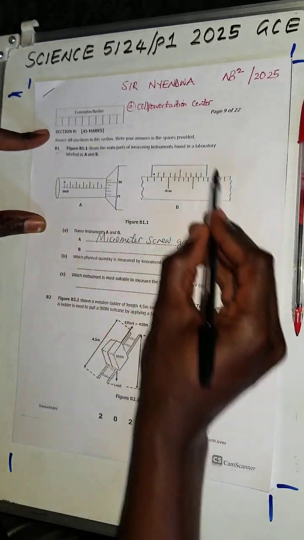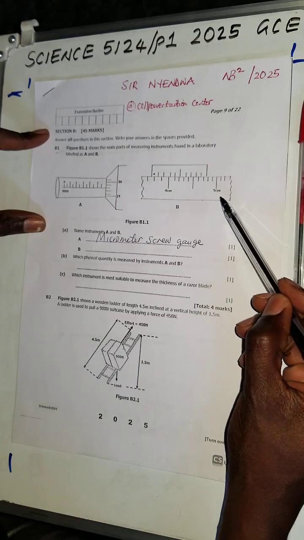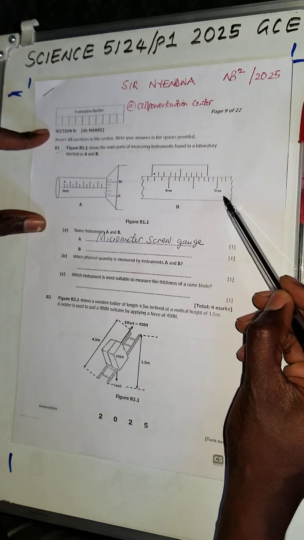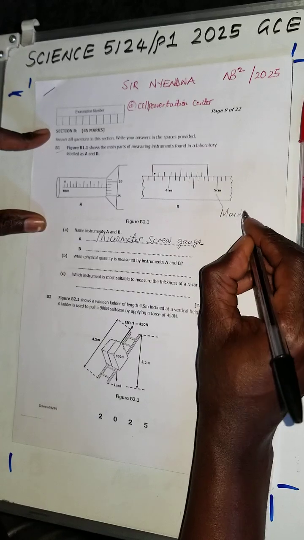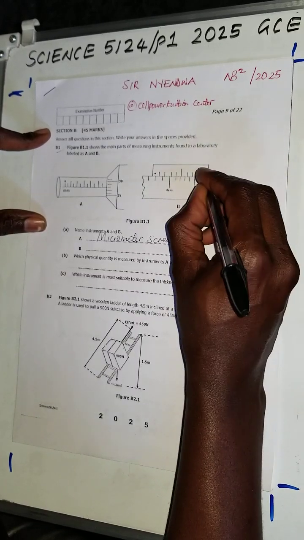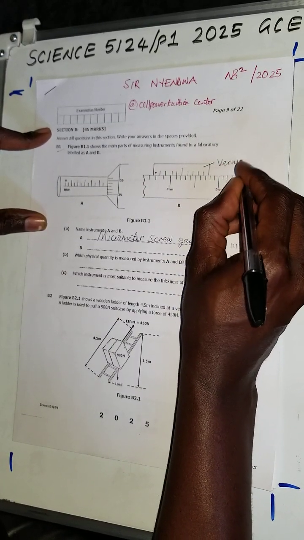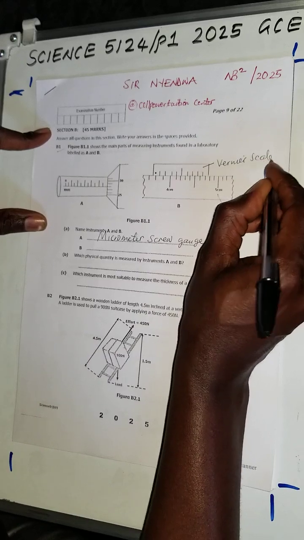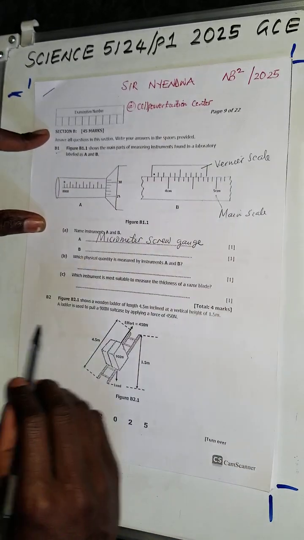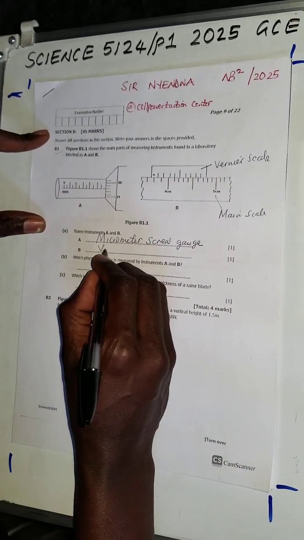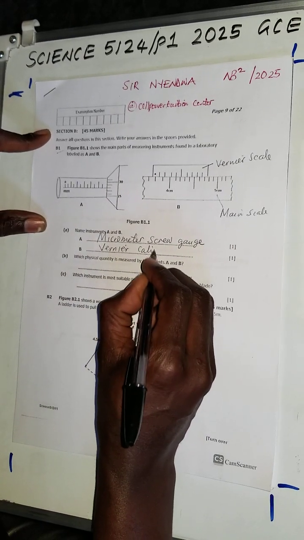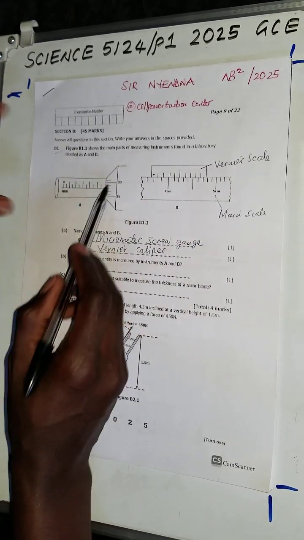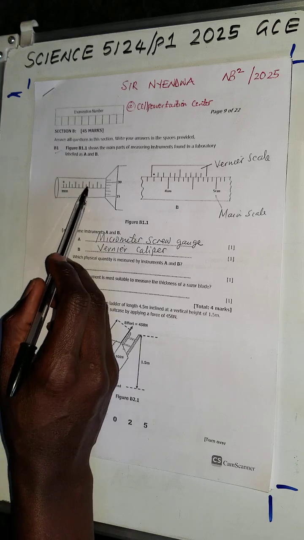Then B, if you look at the scale, that is representing in this case the main scale and the vernier scale. Remember, this one here is the main scale, and that is representing what we call the vernier scale. So the one that has the main scale and the vernier scale, that is a vernier caliper. So this is a vernier caliper. And of course, like I said, this is a micrometer screw gauge.